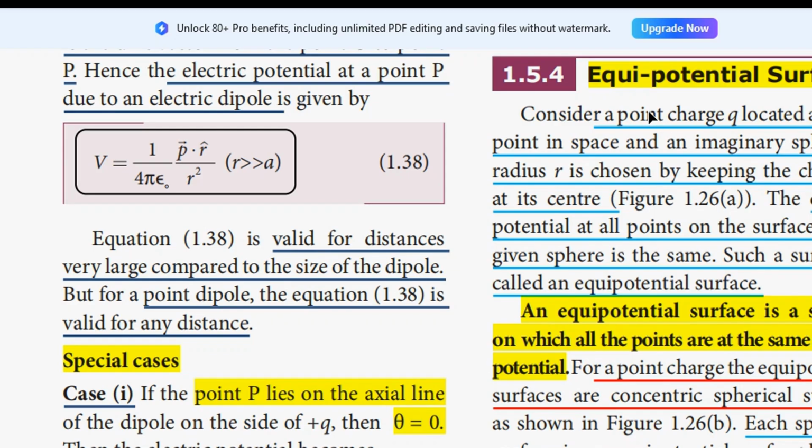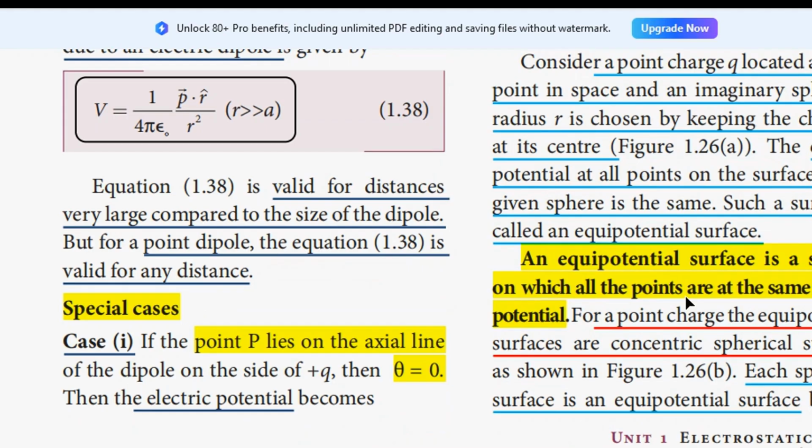For this, let us consider a point charge Q located at some point in space, and an imaginary sphere of radius R is chosen by keeping the charge Q at its center. The electric potential at all points on the surface of the given sphere is the same. Such a surface is called an equipotential surface. So what is an equipotential surface? An equipotential surface is a surface on which all the points are at the same electric potential.